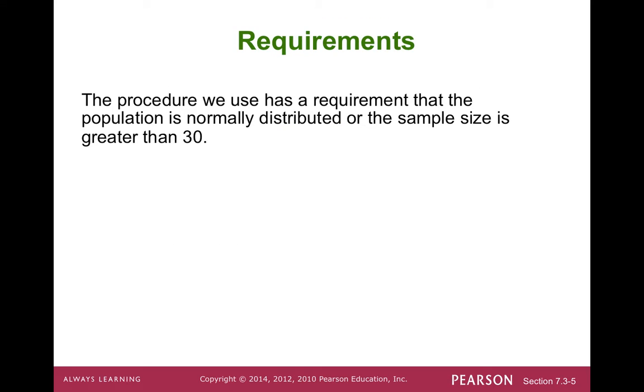So some requirements. The procedure that you're going to learn in this chapter has a requirement that the population is normally distributed or that the sample size is greater than 30.